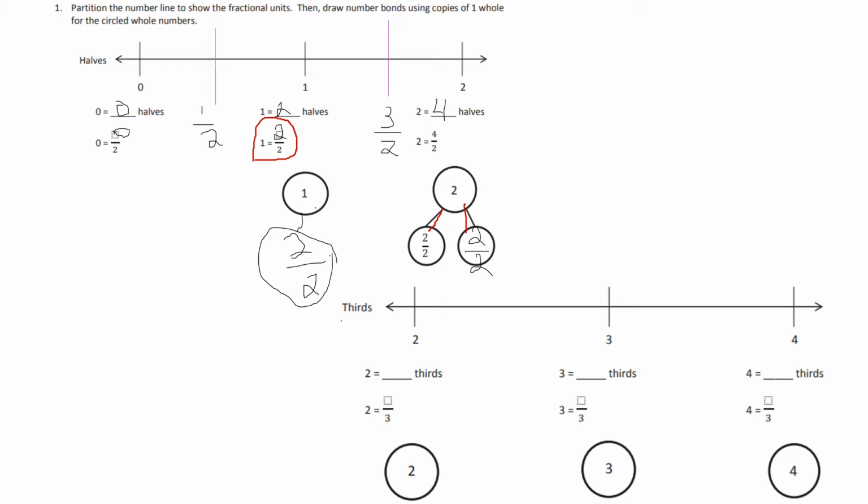Your job is to do this now for thirds. Now notice you're going to do it with a whole number of 2, 3, and 4. So take your time.